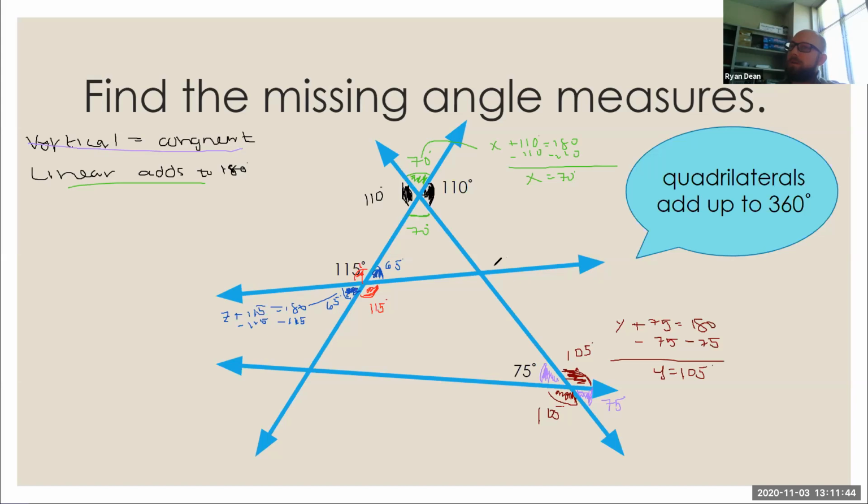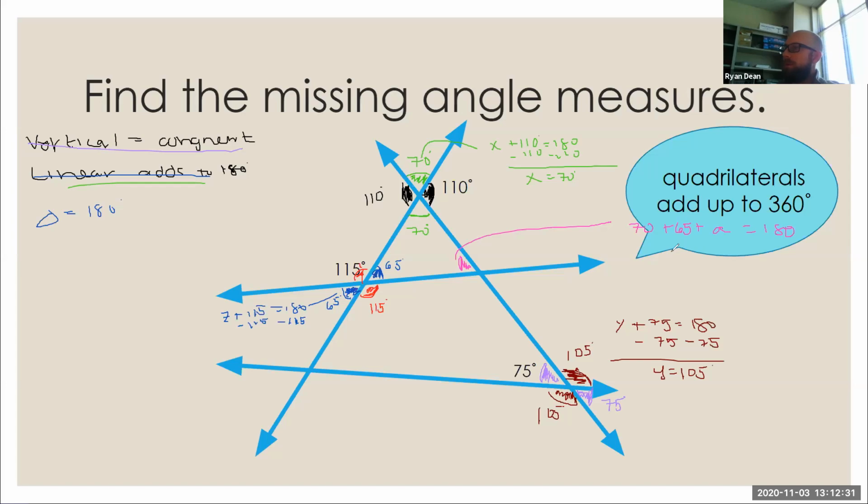Now at this point you're stuck. You've taken care of the vertical pairs, and you've taken care of the linear pairs. So you have to go to some things that you have learned previously, and one of those things is about triangles. We all know that triangles add up to 180 degrees. So if I were to find this pink angle, I would come over here and say 70 plus 65 plus, we're going to call this A, is going to be equal to 180 degrees.